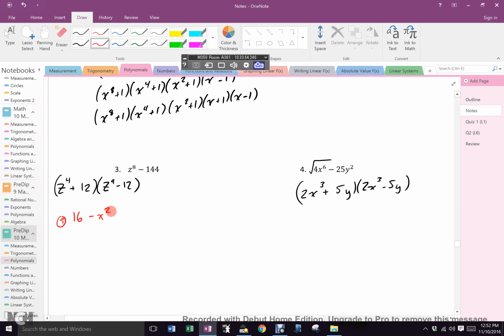16 minus x squared. This looks different. Is it? No. Why? You just reverse it. Still a square minus a square, isn't it? Yeah. So I take the square root of the first one. What is it? 4. 4 plus the square root of the second one. What is it? X. Square root of the first one. What is it? 4. Square root of the second one, minus X. Any problems with that? No. Of course not. Everybody good? Yes. Okay.